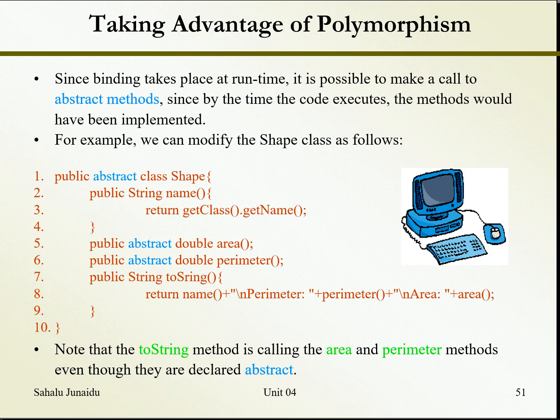But if it is late binding, that is, at running time rather than at compilation, by then the subclasses that implemented the shape, that implemented the abstract methods area and perimeter, exist. At that point in time, the association can be established, and there will not be any error.